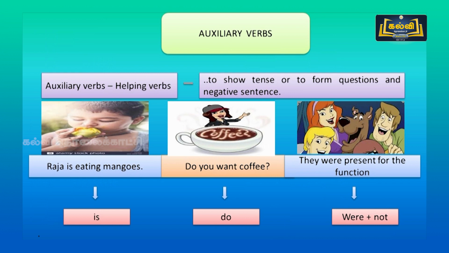Look at the three pictures. From the left, a boy is eating a mango. Right, look at the sentence. Raja is eating mangoes. And the next one, do you want coffee? On the right side, they were not present for the function. Here, in the first sentence, for the verb eat in the gerund form, here the auxiliary verb is. And in the second sentence, the auxiliary verb is do. And in the third one, it is in the negative form, were plus not. So, here these verbs act as helping verbs. So, they are called auxiliary verbs.